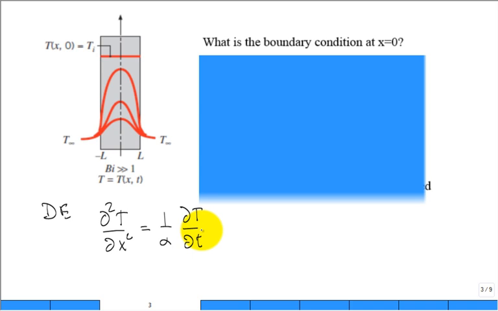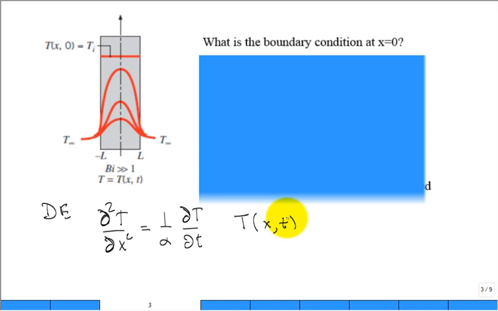Let me ask this. Is it an ODE or a PDE? It's a partial differential equation, and I tried to be careful to put partial derivatives because this temperature is a function not just of x or not just of t, but of both of them. So I have two independent variables. It's a partial differential equation. Okay, it's second order in space. How many boundary conditions do I need? 2. It's first order in time. How many initial conditions do I need? I need 1 initial condition.